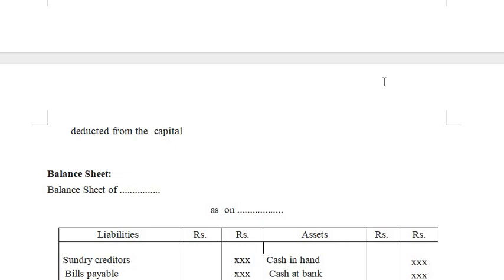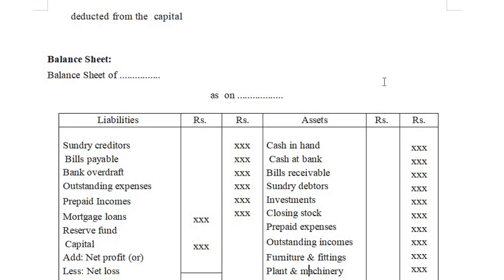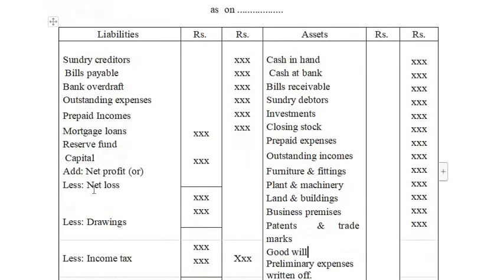Whether the business is going good or not, we find out only with the help of the balance sheet. First we'll see the left hand side. A balance sheet is a statement, so it's not necessary to mention "to" and "by". On the left hand side I'm going to write all liabilities, and on the right hand side all assets, and then I'm going to see what the total is.